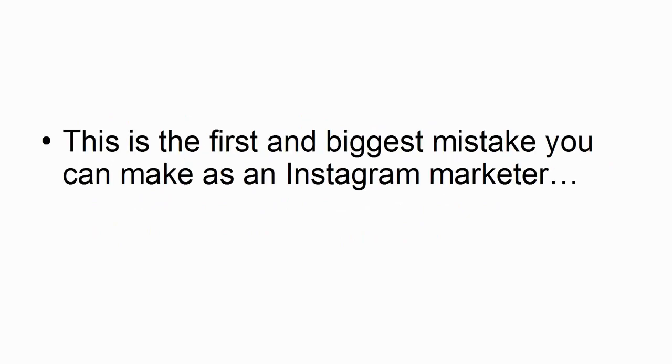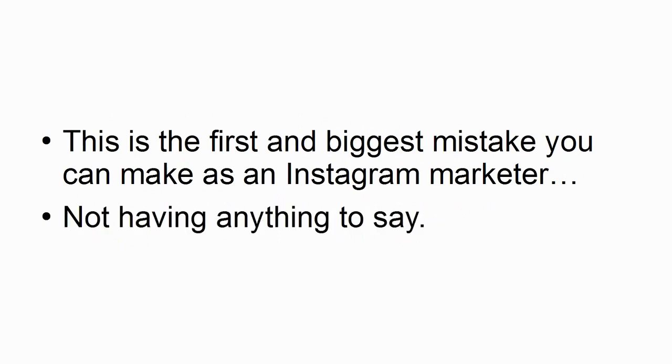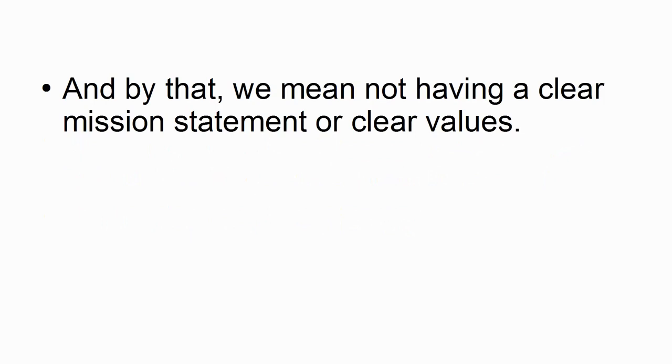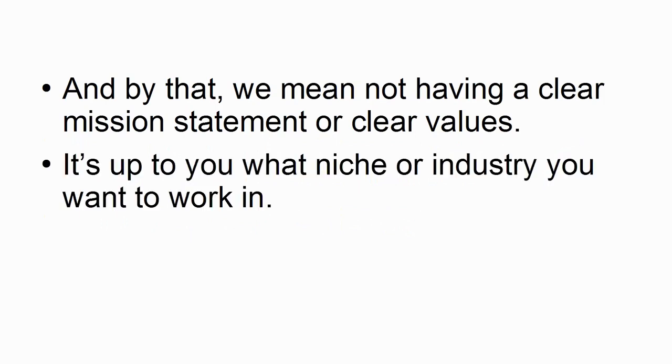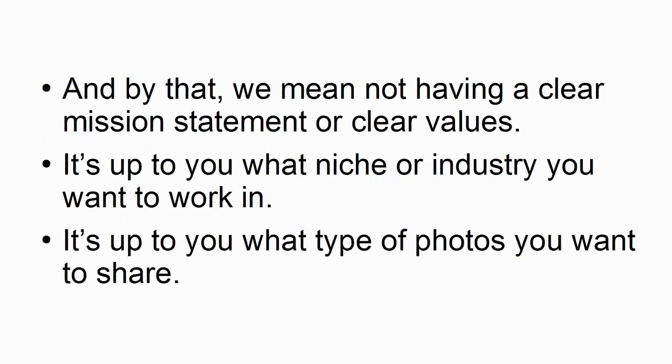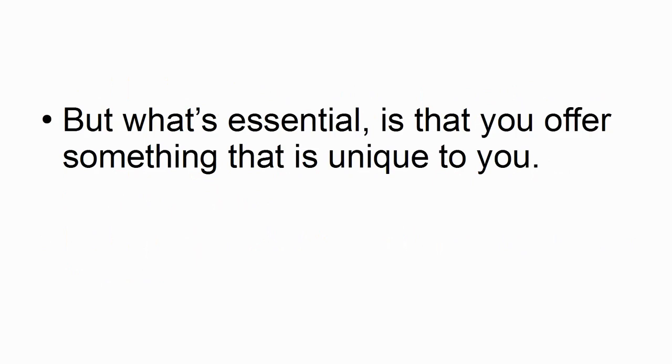1. Not having anything to say. This is the first and biggest mistake you can make as an Instagram marketer. Not having anything to say. And by that we mean not having a clear mission statement or clear values. It's up to you what niche or industry you want to work in. It's up to you what type of photos you want to share. But what's essential is that you offer something that is unique to you.